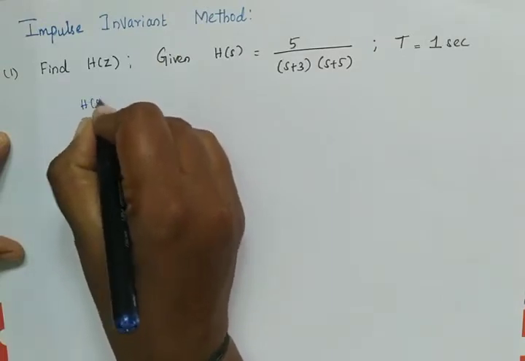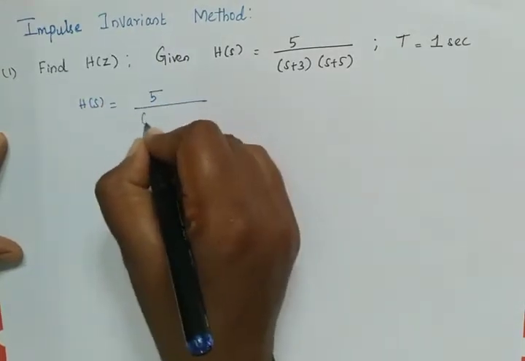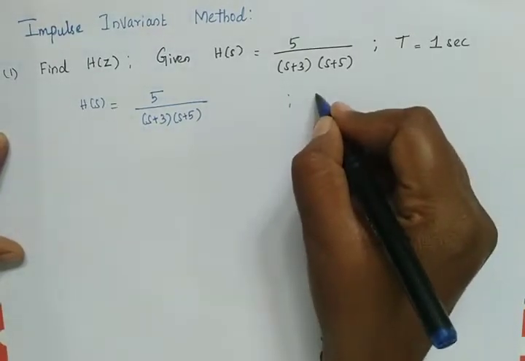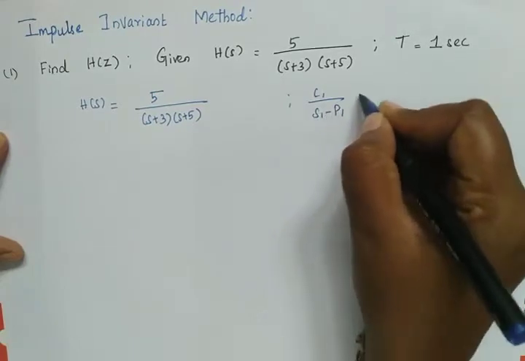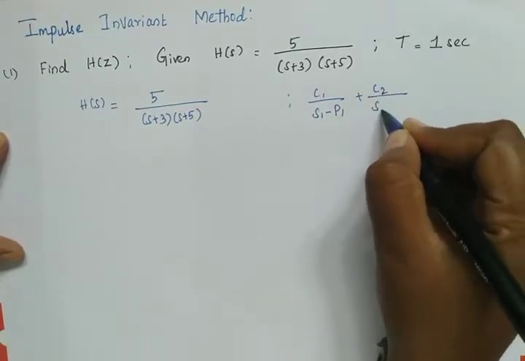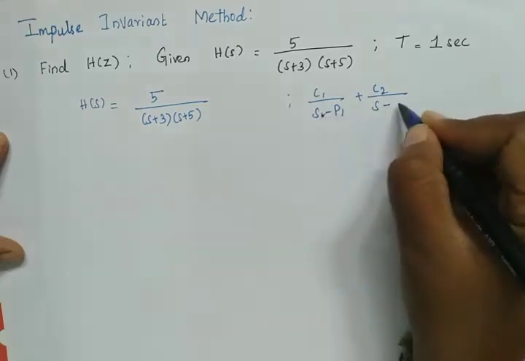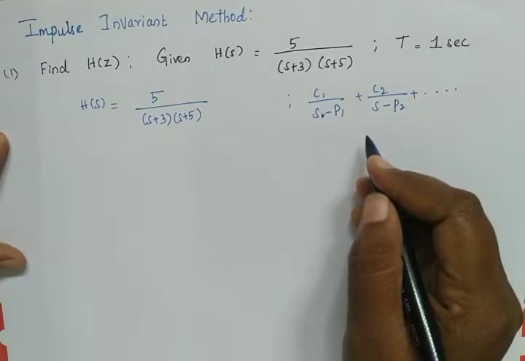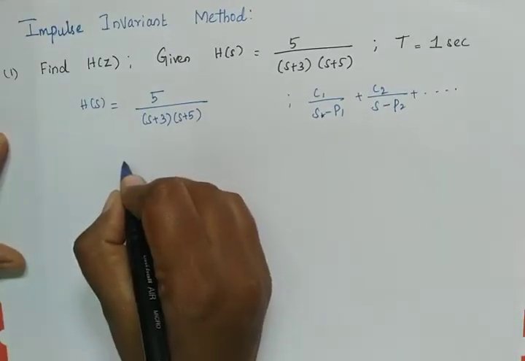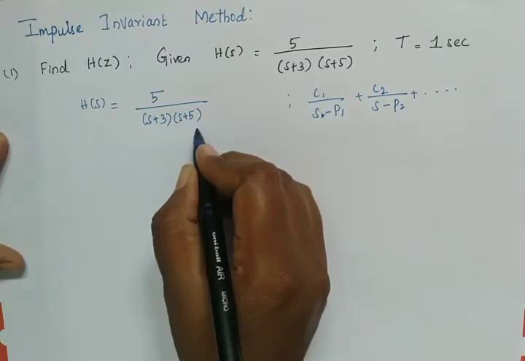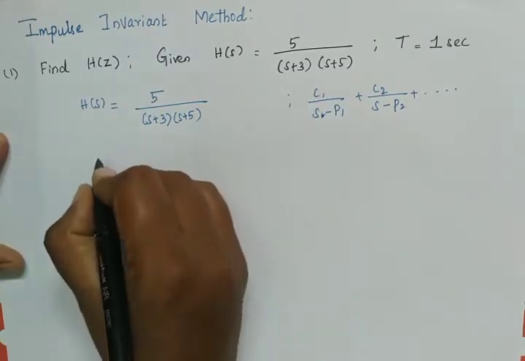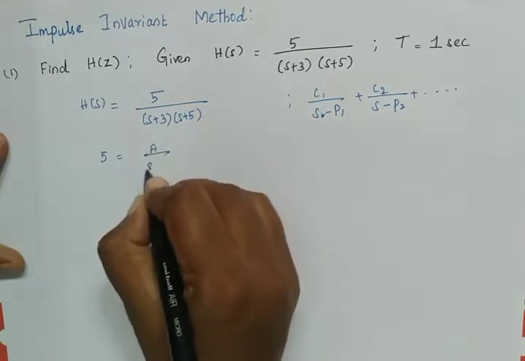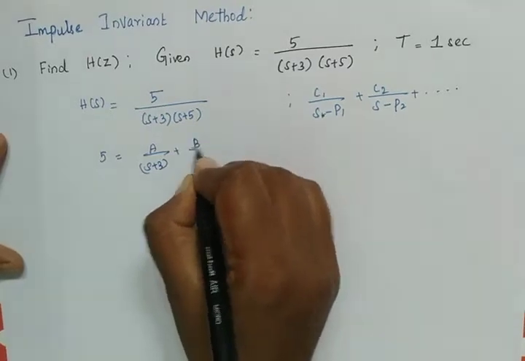So the given term is H(s) equal to 5 divided by (s plus 3) into (s plus 5), and we must know the general formula, that is c1 by (s minus p1) plus c2 by (s minus p2) and so on. This is the general form for impulse invariant. Now we can write 5 by (s plus 3)(s plus 5) using partial fractions as A by (s plus 3) plus B by (s plus 5).